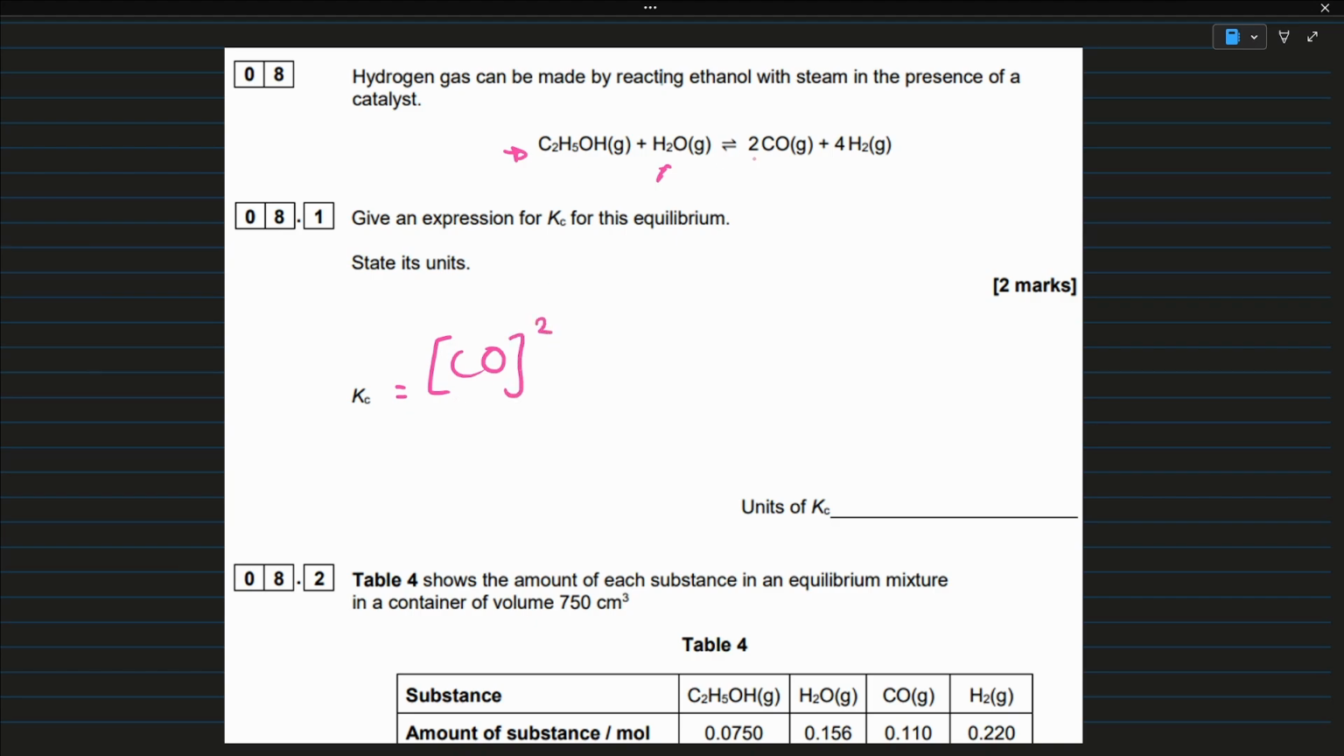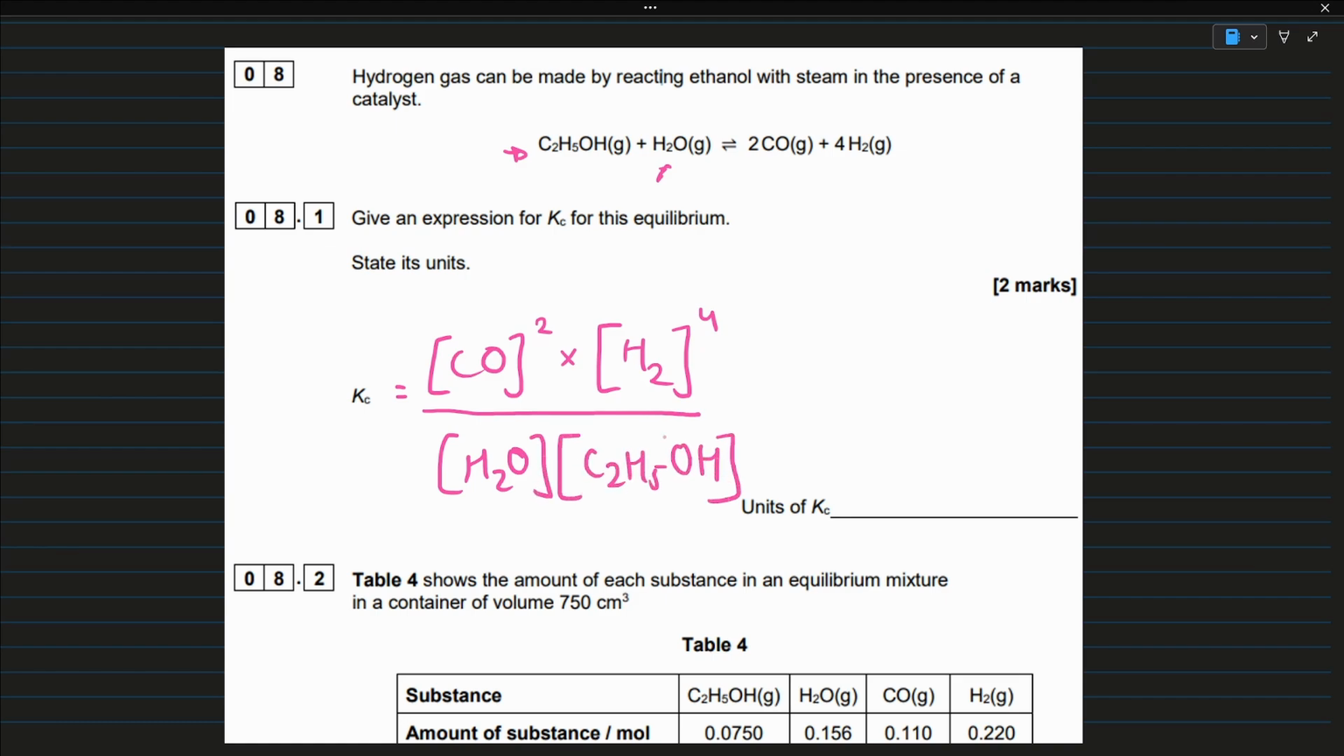Just carbon monoxide squared, because there's a 2 in front of the carbon monoxide, multiplied by, you don't need the multiplication sign, I'm just writing it anyway, over the reactants, steam, water, and ethanol, C2H5OH.